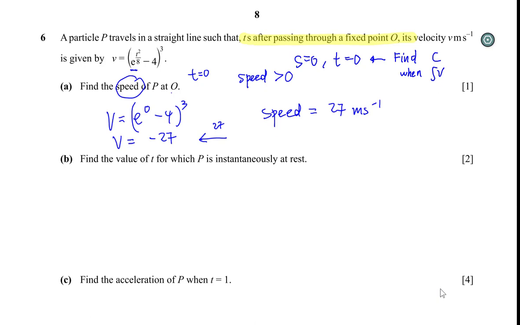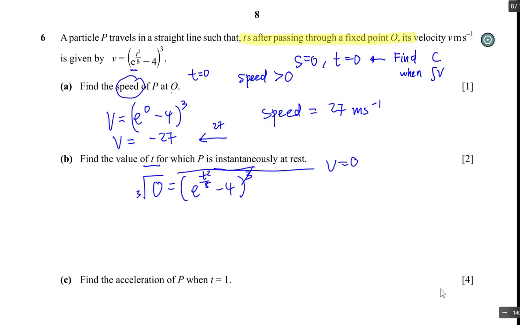Find the value of t at which P is instantaneously at rest. So rest means what? Velocity equals 0. They ask you to find the t value. So when v equals 0, I will get 0 equals e^(t squared over 8) minus 4, to the power of 3. So I cube root both sides, so the power of 3 is gone. The cube root of 0 is still 0. Then I move my 4 to the other side, and I get 4 equals e^(t squared over 8). Then I take ln, so ln 4 equals t squared over 8.